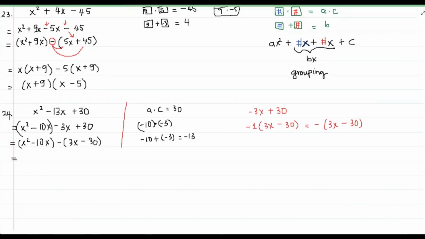All right. So this one becomes, we will take x out. So we're left with x minus 10. We take 3 out. We have x minus 10 as well. Now the common is x minus 10. We multiply by x minus 3.